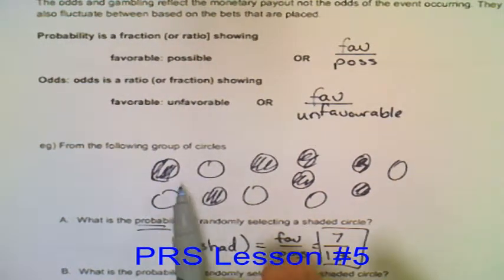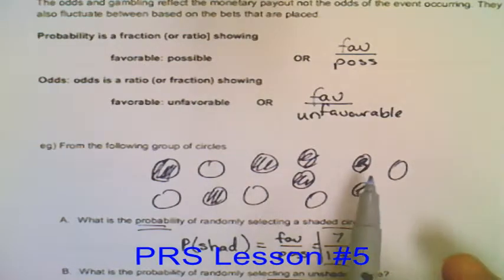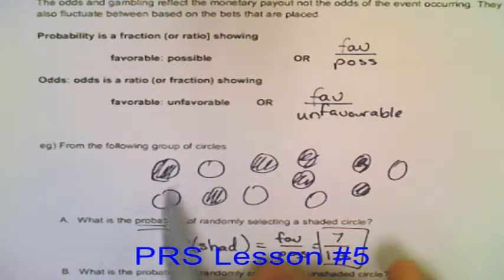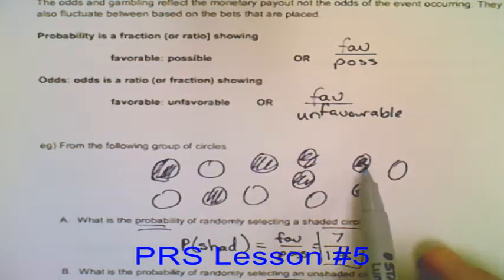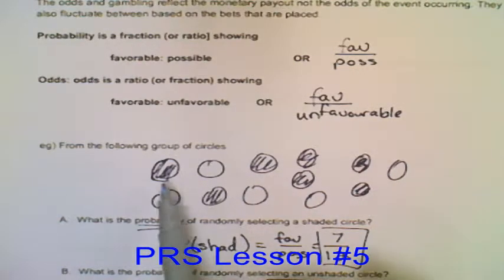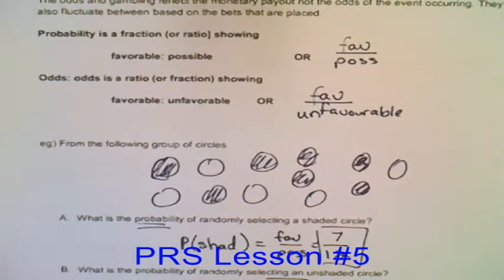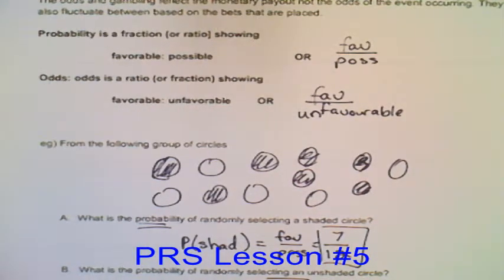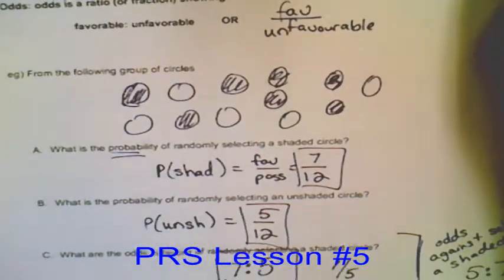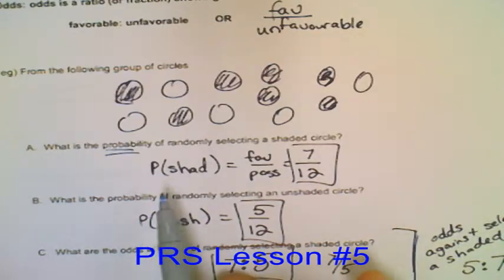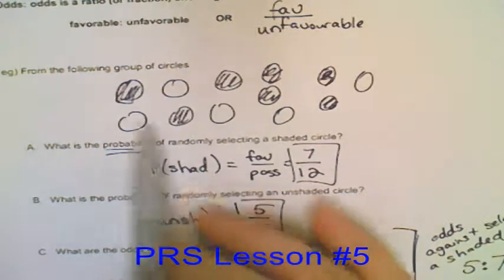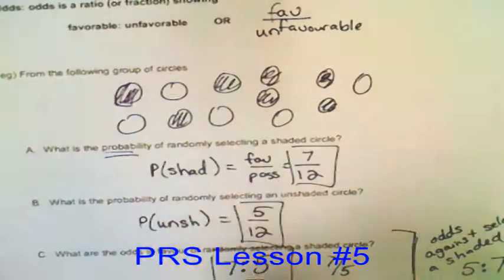From the following group of circles. So what I did is I went here a little while ago and I drew 12 circles. And there are 12 circles here. 7 of them are colored in. 7 of them are shaded. Those shaded circles were just done at random. So you've got that. Now if I ask A, what's the probability of randomly selecting a shaded circle?